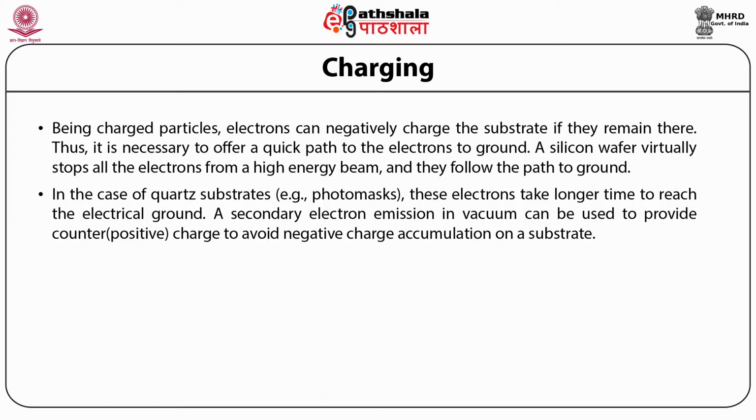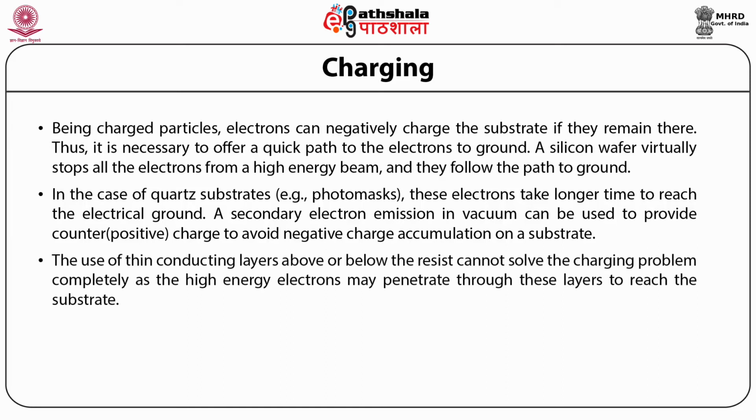A secondary electron emission in vacuum can be used to provide counter, that is positive, charge to avoid negative charge accumulation on a substrate. The use of thin conducting layers above or below the resist cannot solve the charging problem completely, as the high energy electrons may penetrate through these layers to reach the substrate.